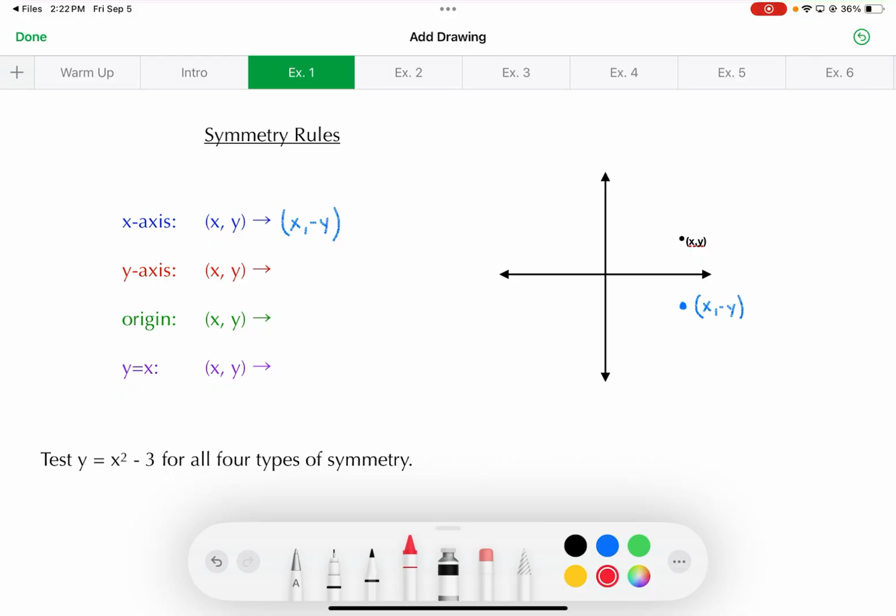Okay, if I reflect over the y-axis, that original point x, y ends up over there. And now the x-coordinate becomes negative and the y remains the same. Okay, next one you might be a little less familiar with. If I reflect something over the origin, recall what that's going to do is change the signs on both coordinates. So we had x, y, it's going to become negative x, negative y, and it's going to end up over here in quadrant 3.